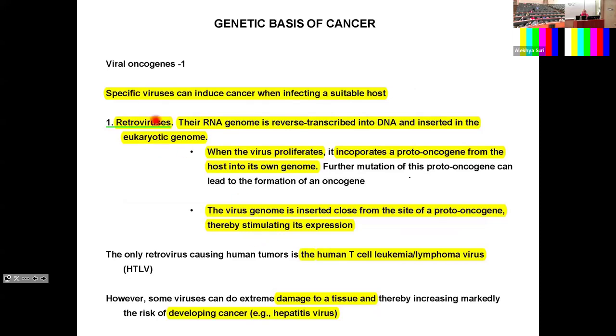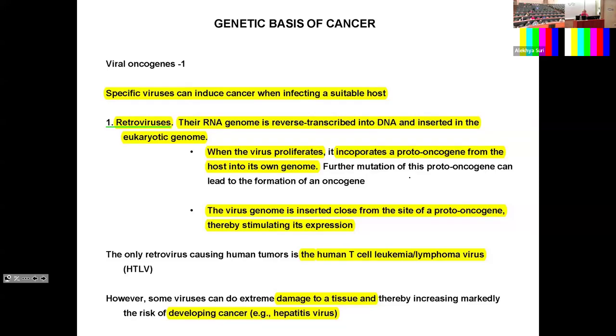One is the retrovirus. For those who don't know, retroviruses have an RNA genome that is reverse transcribed to DNA. That DNA is inserted into the eukaryotic genome, right? Since they have RNA, they cannot insert directly into the DNA. Let's say a human gets a virus, that RNA cannot be inserted. So they have an enzyme called reverse transcriptase, so it is reverse transcribed into DNA and the DNA is inserted.